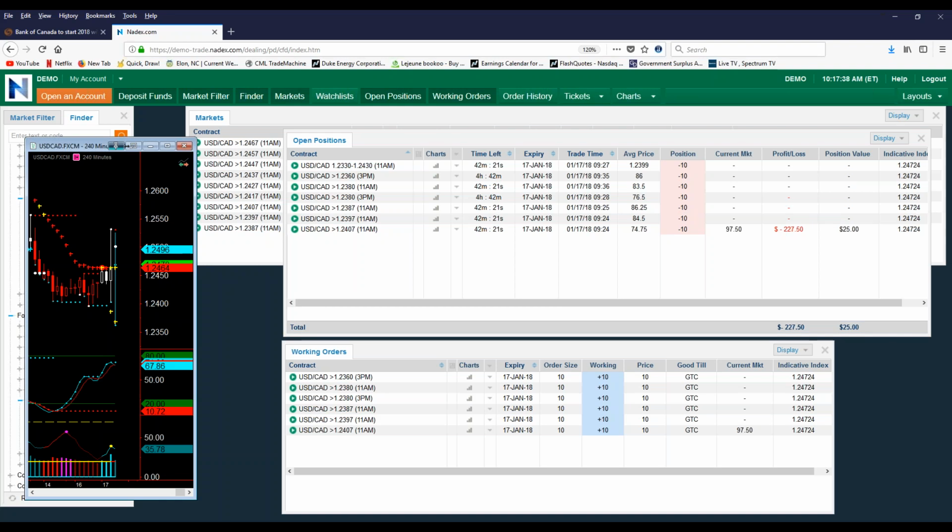Does everybody understand that? Any questions? You can't do this on every single market report. But the Bank of Canada rate announcement, you can do it. Any questions at all, guys?